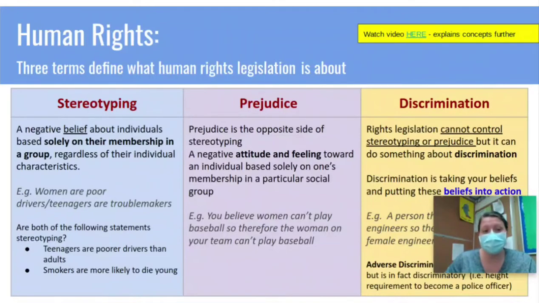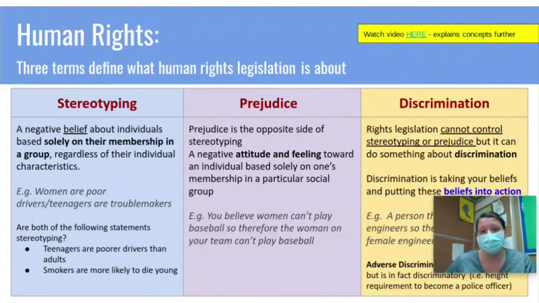Another example would be that smokers are more likely to die young. This is not a stereotype because this is something that is true, okay? And it's not so much based off of somebody's membership in a group or an identity that we see. So again, stereotyping is when you assign a characteristic to a person because of a group that they are in that is not based off of facts or evidence, okay?